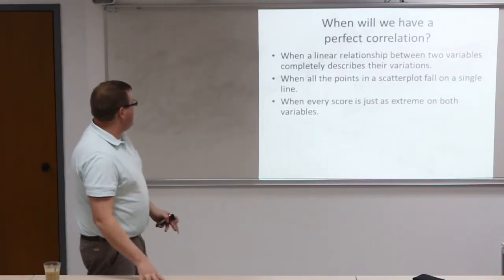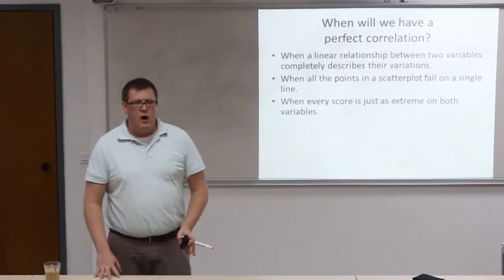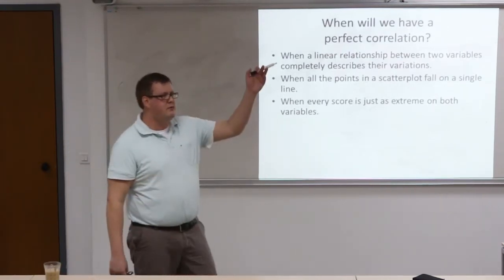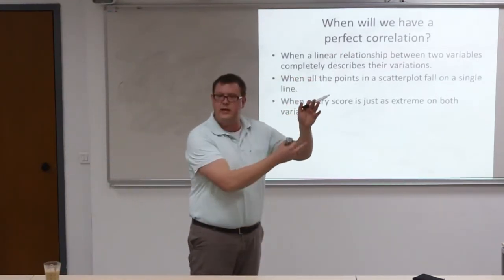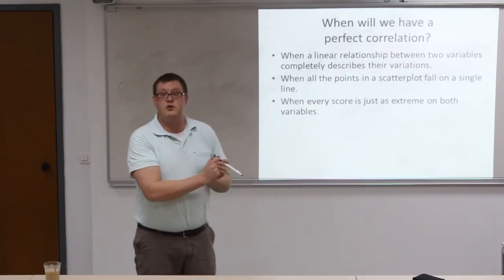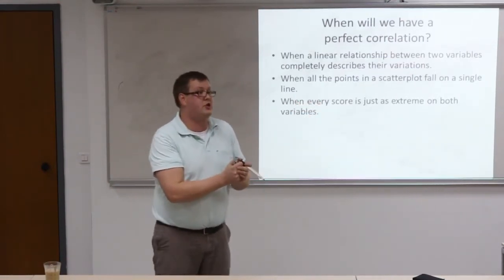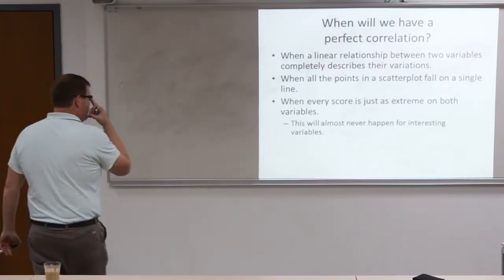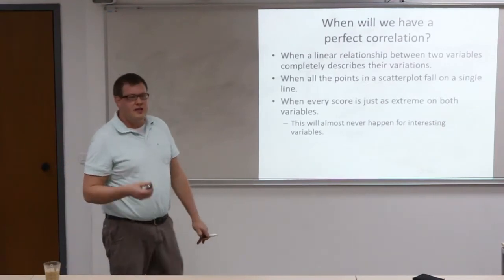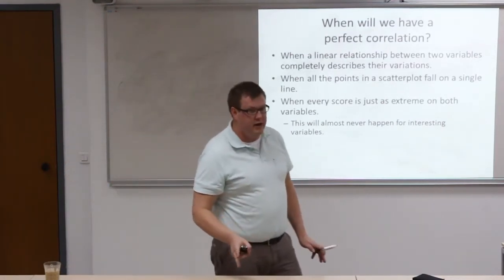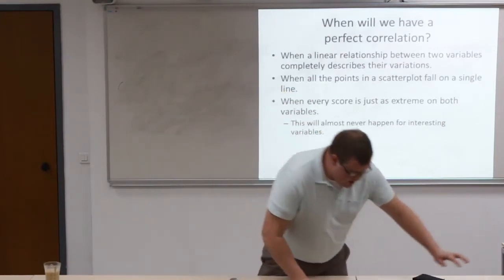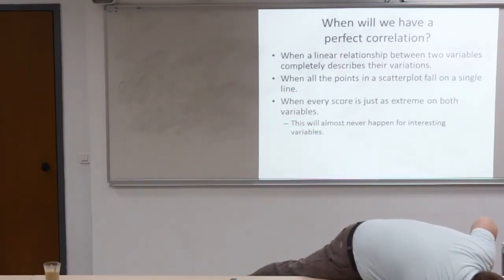When every score is just as extreme on both variables, right? So you have a really extreme score on one matched with an equally extreme score on the other. A not at all extreme score on one matched with a not at all extreme score on the other. So this will almost never happen for interesting variables. Things like test 1 and test 2 scores, those are interesting variables. What types of variables are not interesting that you would see perfect correlations?